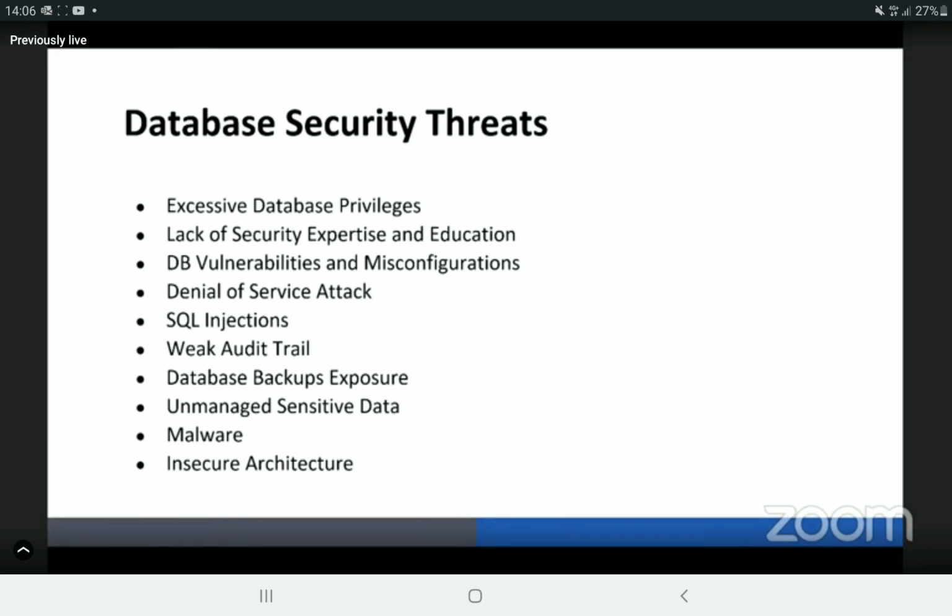Then there are issues around insecure architecture. So you have instances where people have the web server, application server, and the database on one box, which you typically call a single tier architecture. Now, it's not recommended. Most of the time, people do this either out of ignorance or because they're trying to manage a budget.